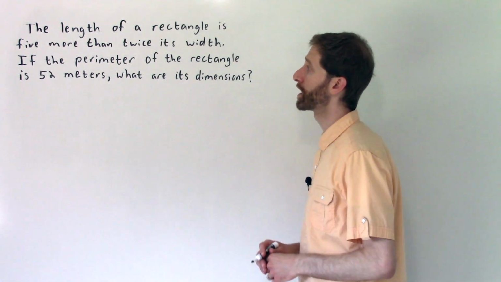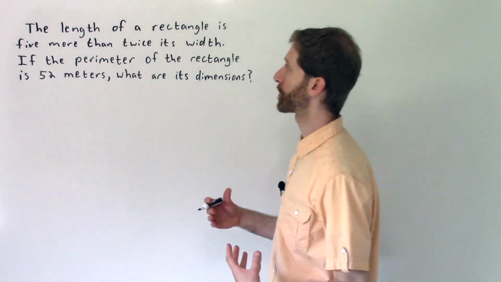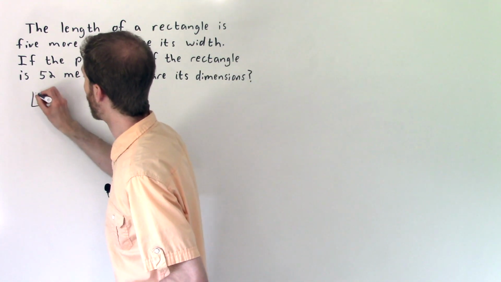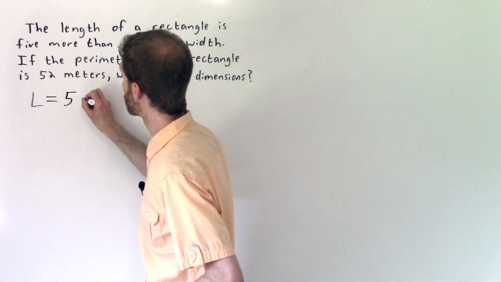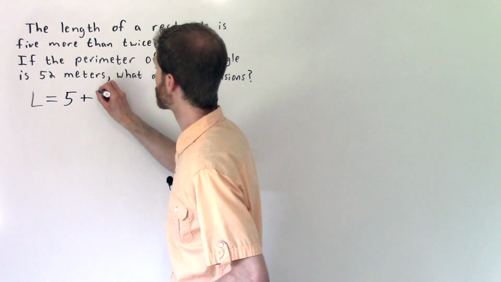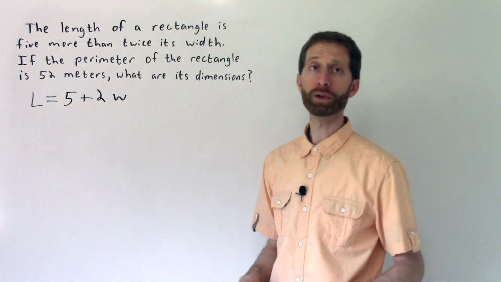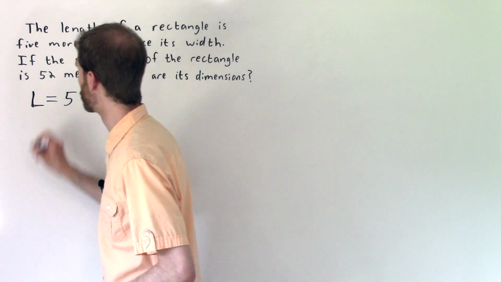The length of a rectangle is 5 more than twice its width. All right, I stop there. There's a lot to translate. It says the length of a rectangle, let's call that L. L is, so equal to, 5 more than, so 5 plus, twice its width. So L equals 5 plus 2W. Let me make that L a little bit more bold. There we go.